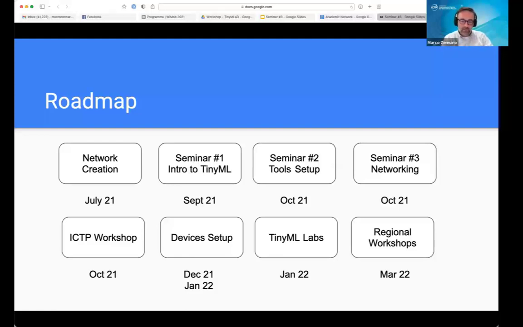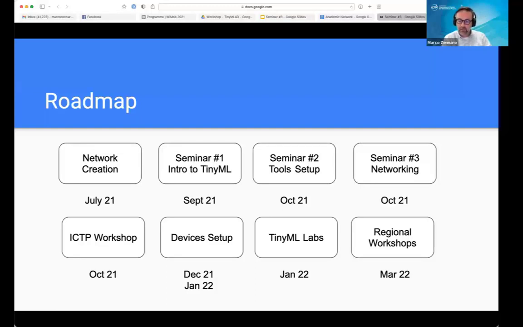Once we get the devices, the idea is to set up other seminars, a couple of hours long. So the first one, hopefully in December or maximum in January next year, to start setting up the devices, helping you with the setup of the devices and the programming environment. And then we will start in January to have some TinyML labs, where we go through the examples that are covered in the training material with the devices themselves.